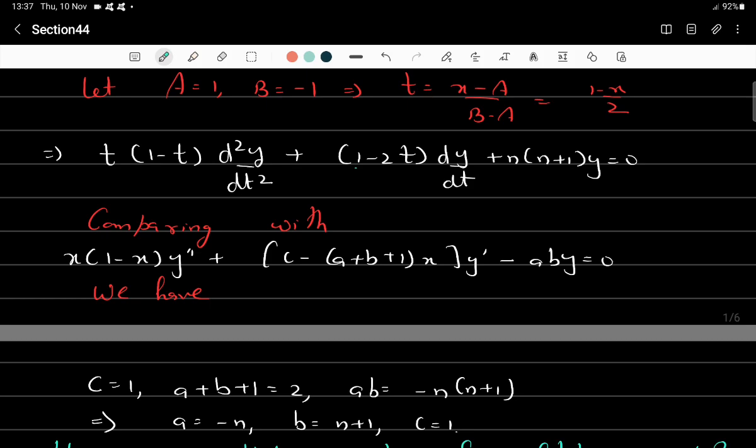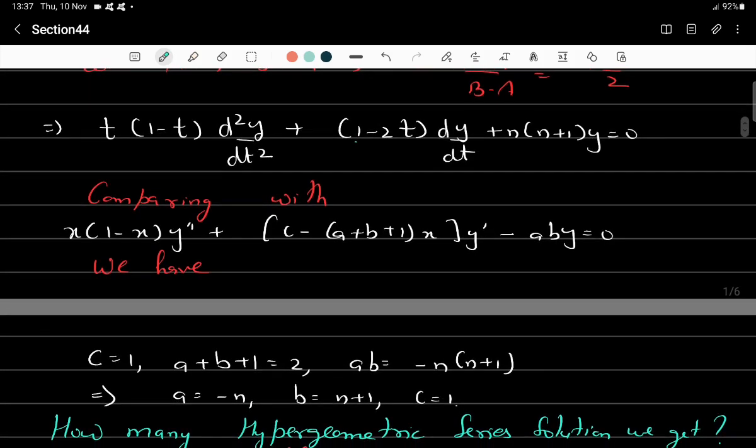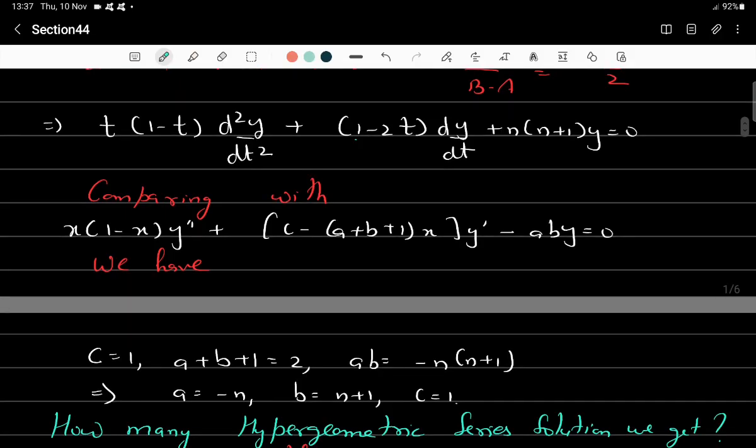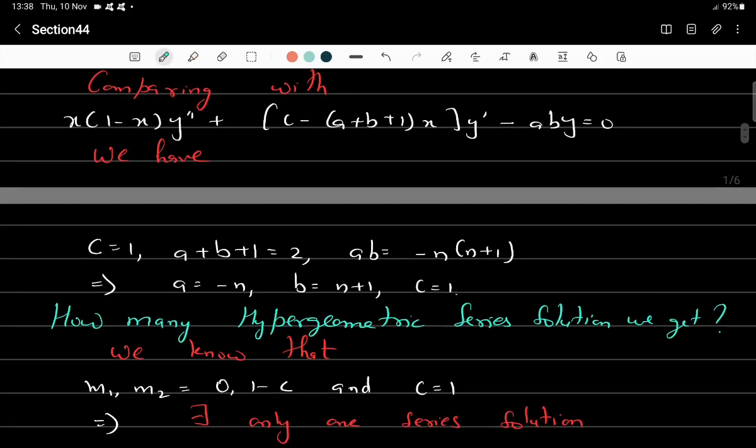Now the first question is, how many hypergeometric series solutions can we have for the Legendre equation? So recall that when we used to solve the hypergeometric equation, because now t(1 - t) is a hypergeometric equation, the roots of the indicial equation were 0 and 1 - c. Now if you put c = 1, you will get equal roots. In case of equal roots, you get only one Frobenius solution or hypergeometric series solution. So here c = 1. That tells us that we will have only one hypergeometric series solution.